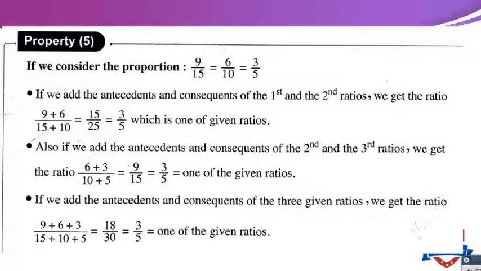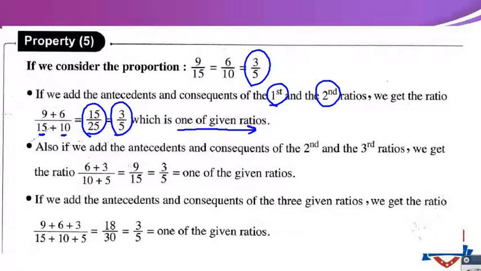Property number 5, very, very important. If we consider the proportion 9 over 15 equals 6 over 10 equals 3 over 5, all ratios equal a constant, this is called proportion. If we add the antecedent and the consequent of the first and the second, 9 plus 6 over 15 plus 10 equals 15 over 25, and simplify 15 over 25 equals 3 over 5. 3 over 5 is one of the given ratios.